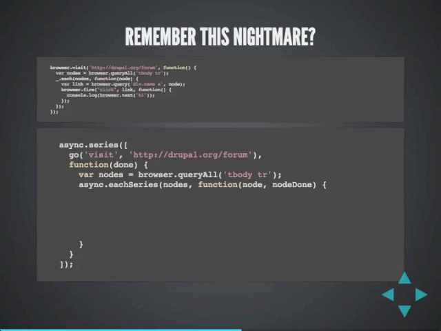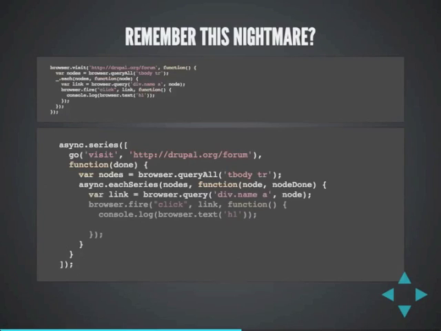That is another callback for you to basically tell the series, I'm done with this one little iteration, you can move on to the next in the series. And so other than that, it's really cut and dry. Here's my link. I'm going to browser fire the click on the console, and then when that's done, I'm going to log it. But here's the big difference here.